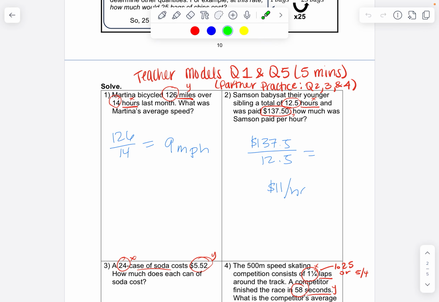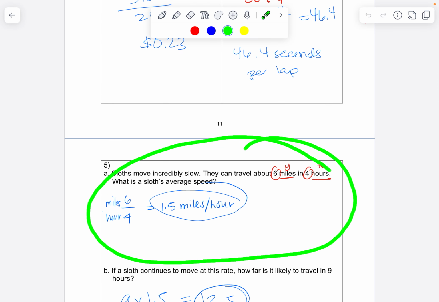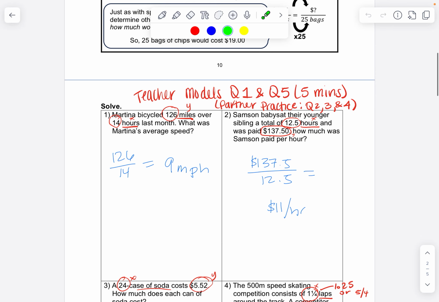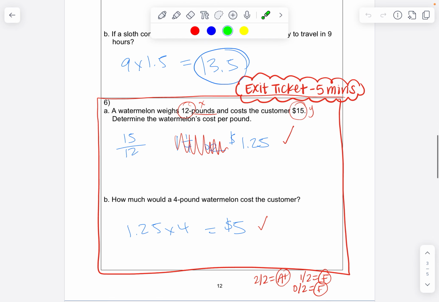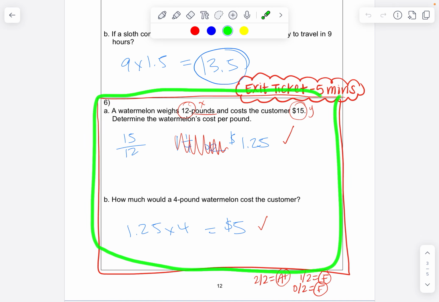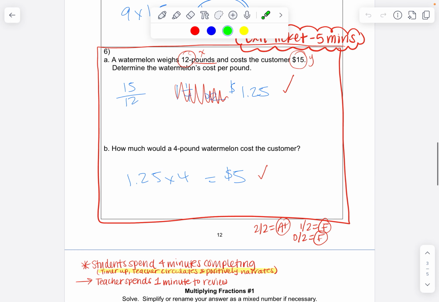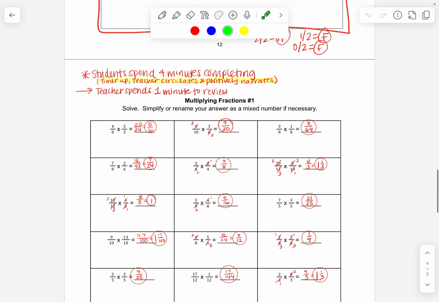So you are going to jump into a teacher model. You're going to model questions 1 and question 5. And then after that, you will launch students into partner practice for questions 2, 3, and 4 before they begin working on question 6 for 5 minutes as their exit ticket. This question will be out of 2 points. And as always, the fluency is at the bottom.